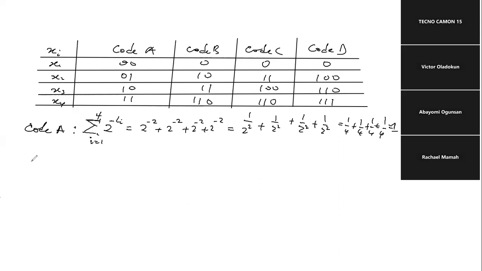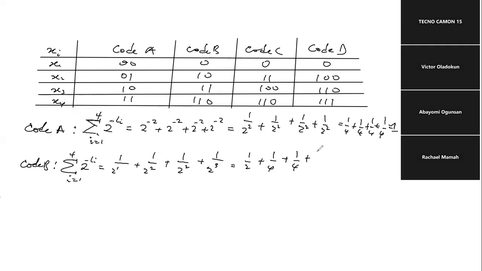Now, let us consider code B. The same way, we have i taking from 1 to 4, we are dealing with binary, so the size is 2, negative L sub i. So for x1, that is 1 over 2 to the power of 1, plus for the second, the length is 2, that's 1 over 2 to the power of 2, plus 1 over 2 to the power of 2, and the length here is 3, so 1 over 2 to the power of 3. So that's 1 over 2 plus 1 over 4 plus 1 over 4 plus 1 over 8.